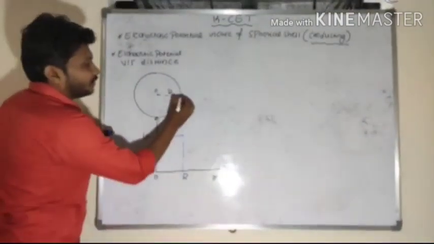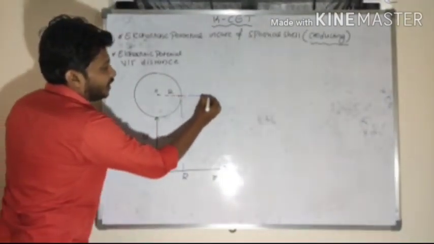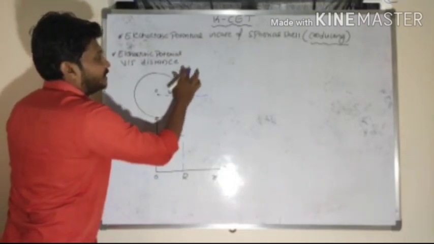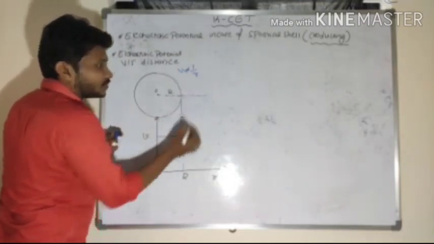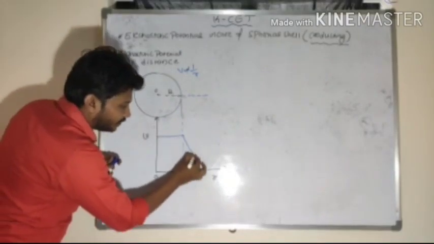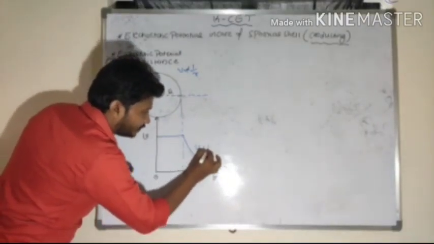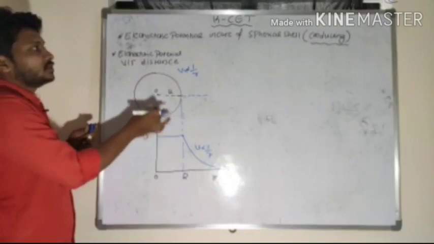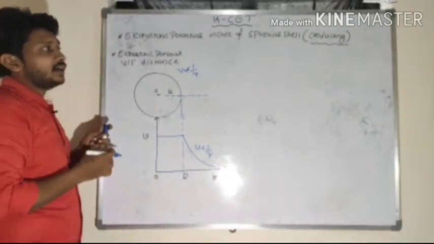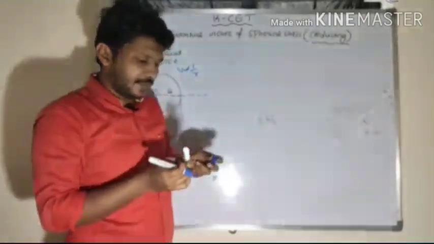If you take the point of observation from the surface to the outside, V is inversely proportional to distance. The V value goes on decreasing. V is inversely proportional to r. So these are all the information related to the conducting sphere.